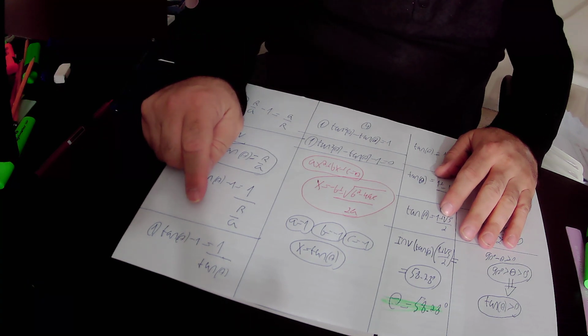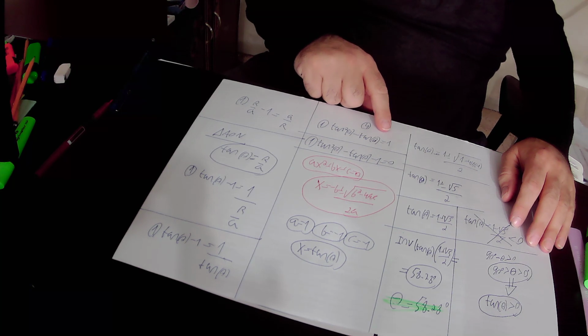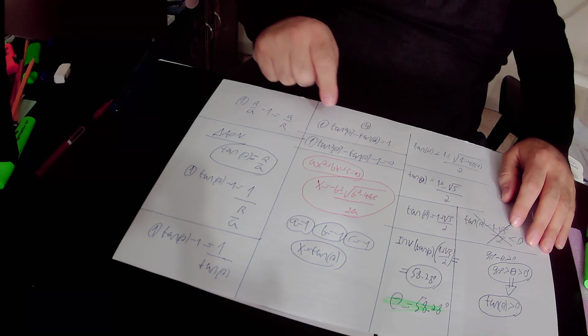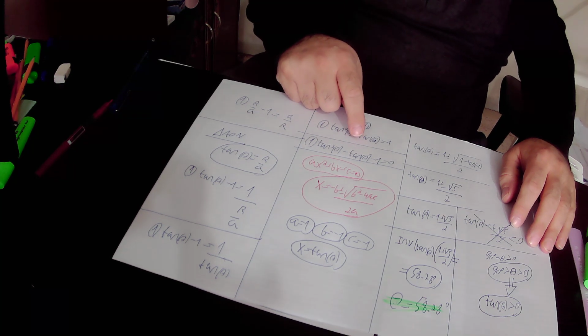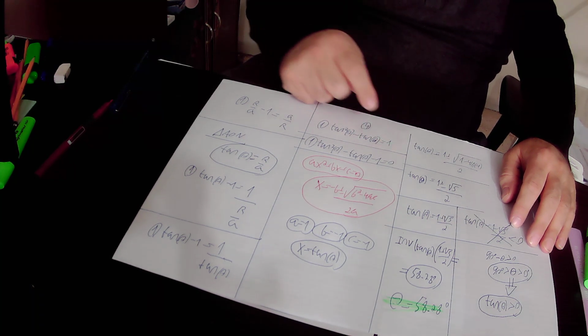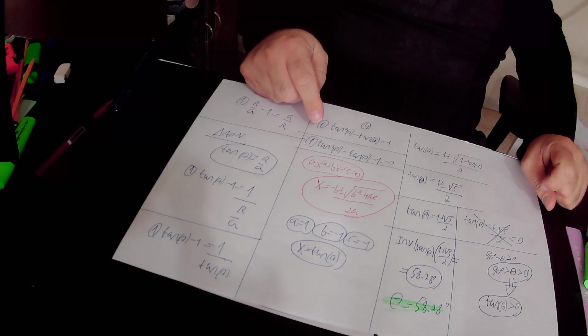Then we multiplied equation number 1 by tangent theta, and we got that tangent theta squared minus tangent theta equals 1. We subtracted 1 from equation number 1, and we found out that tangent squared theta minus tangent theta minus 1 equals 0. And here we have a quadratic equation.